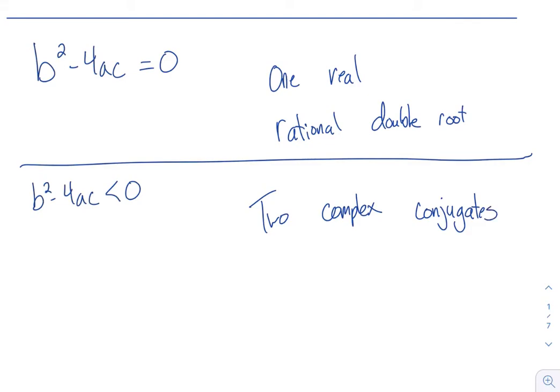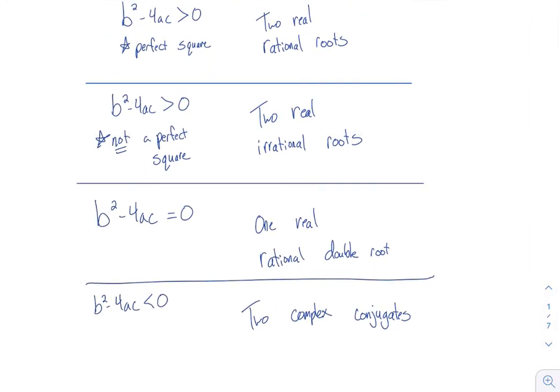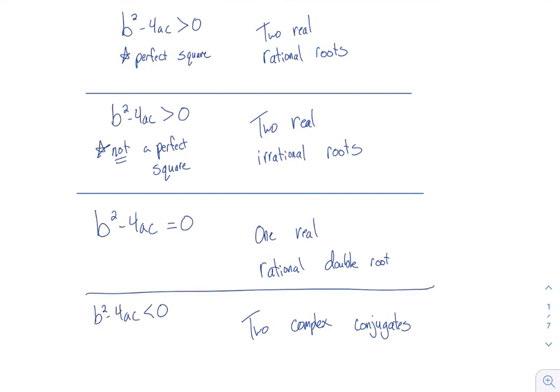Anytime you have a complex number as a solution, it always comes in conjugate pairs. So an example of something like this could be 3 plus or minus i root 2. An example of a discriminant that's negative would be something like negative 4. Something along the lines of that. All right, so this is all the kinds of solutions you can get by looking at the discriminant. So hopefully this helps you out.